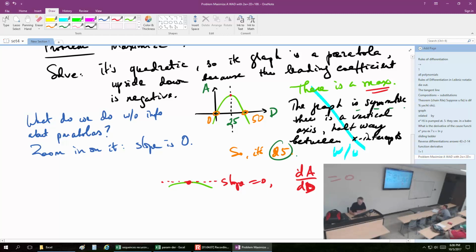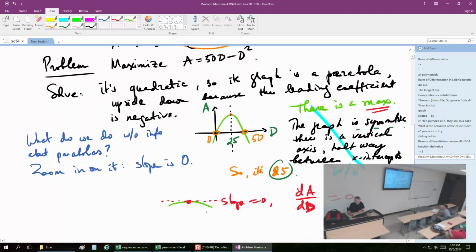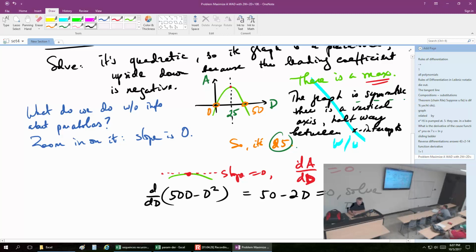Let me confirm that. So if I take my function over there, 50d minus d squared, I differentiate with respect to this variable d. I have 50 minus 2d, set it equal to 0, solve. With very little algebra at the very end, I solve this problem, and d is equal to 25. Okay, so that's how we do optimization problems with calculus tools. So the derivative comes into play to give us the highest or lowest point. It's also possible that we try to minimize things, and that's what it's going to give us.